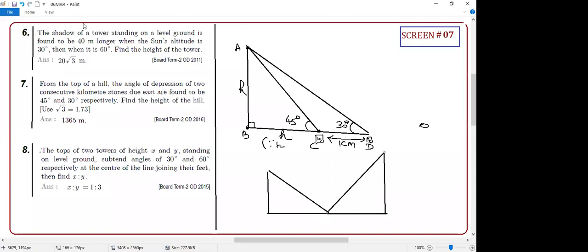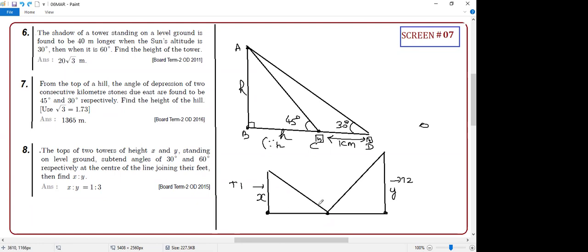These are the tops of the two towers. Are you clear, student? This is tower 1. Sir, they didn't give the tower height. They said clearly now, you see here. At the center of the line joining the feet. This is the feet. Correct or not? They said this. And what is the height? They said one height is X, other height is Y. And the angle is what?